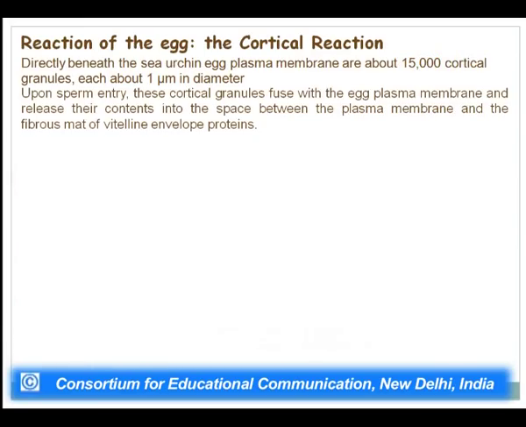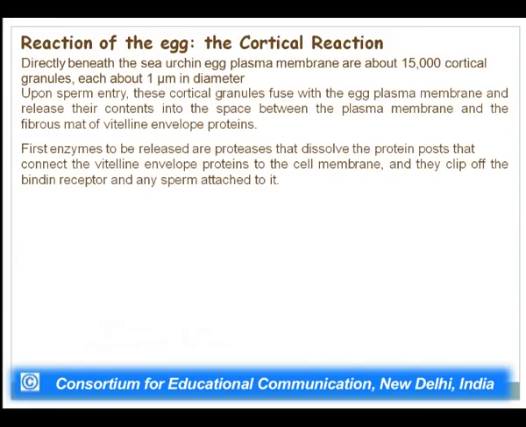It contains again hydrolytic enzymes, and upon the sperm entry, these cortical granules fuse with the egg plasma membrane and release their contents into the space between the plasma membrane and the fibrous mat of the vitelline envelope proteins. There are different enzymes. When we talked about the structure of the gametes, we also talked about the structure of these cortical granules, and there were 4 important sets of proteins present in the cortical granules, and we will see that they have specific functions during the fertilization.